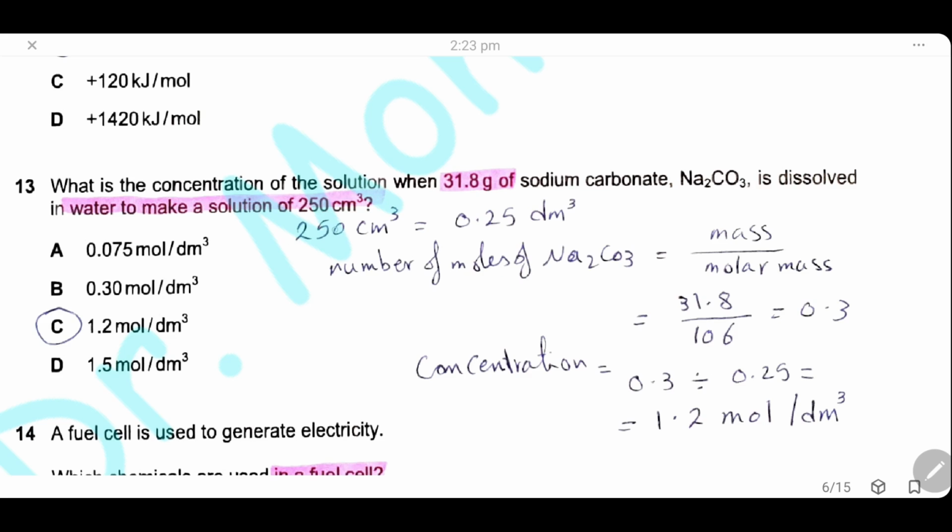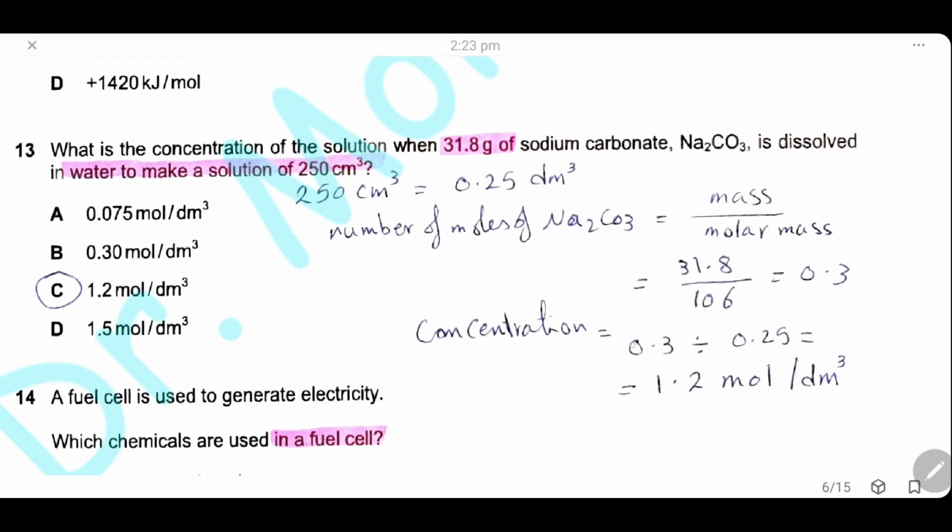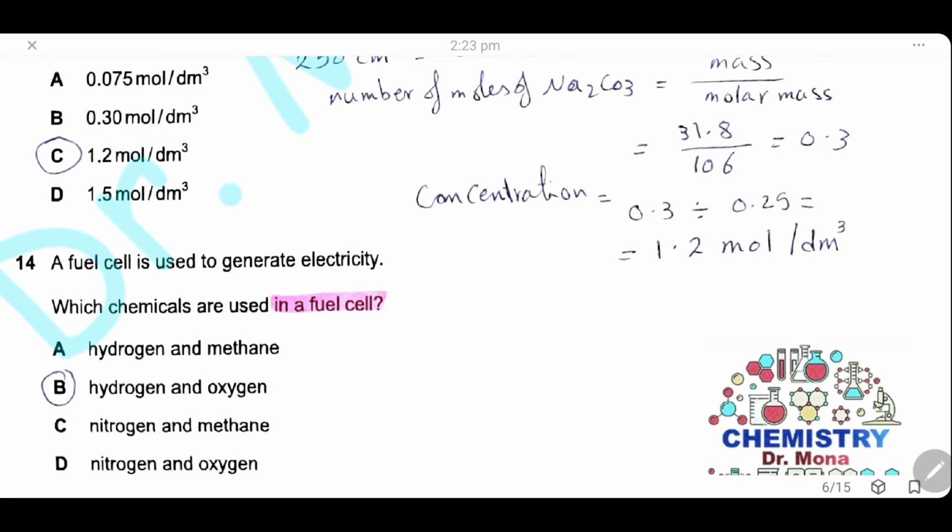Then we will convert the 250 centimeter cube into decimeter cube by dividing by 1000. It will be 0.25 decimeter cube. The concentration will be number of moles divided by decimeter cube. The answer is 1.2 mole per decimeter cube. The answer is C.